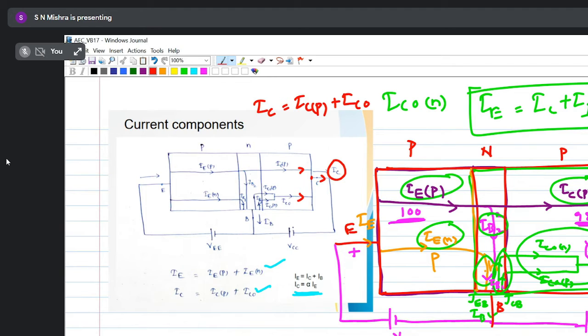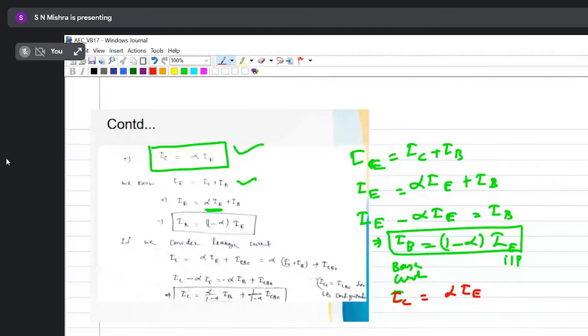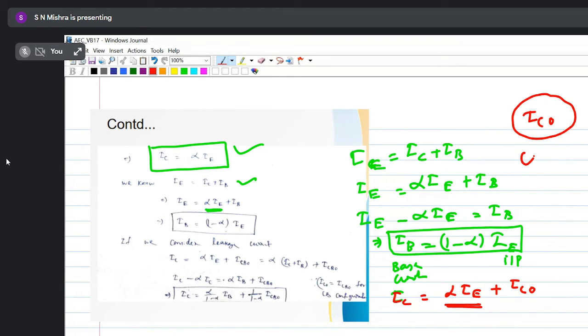So that same thing I am considering here. So IC, that means output current, is some fraction of input current, that is alpha IE plus leakage current. So leakage current is ICO, that means collector current when emitter base is open circuited, ICO for all configurations. But for common base, it is denoted as ICBO.